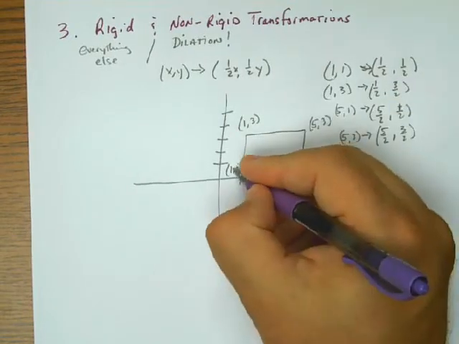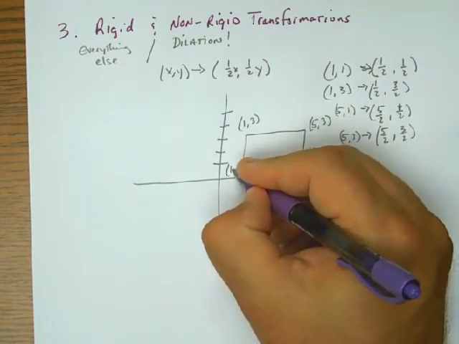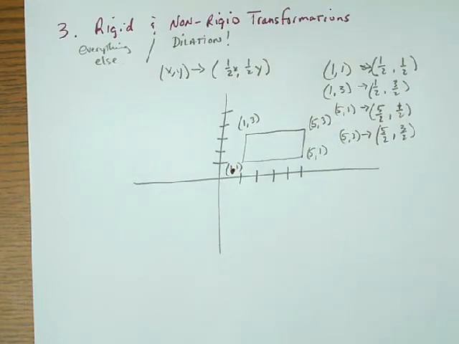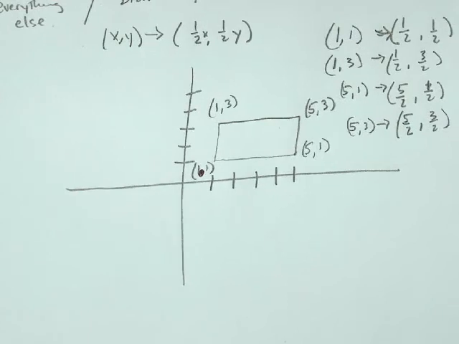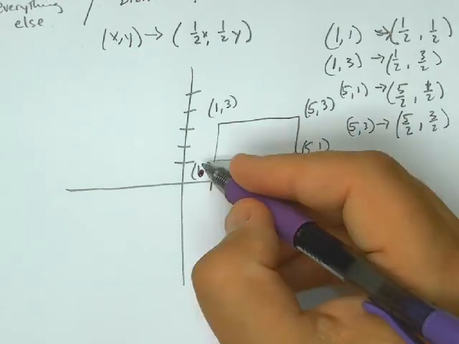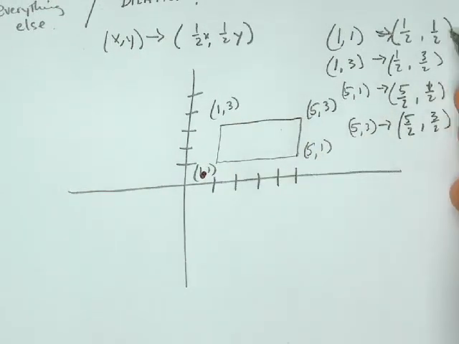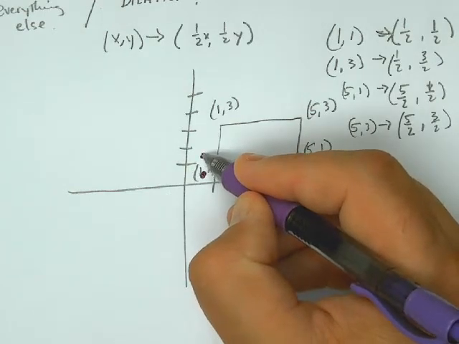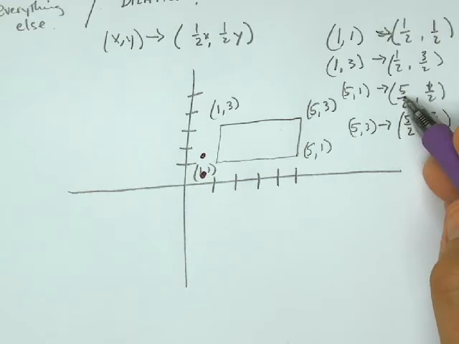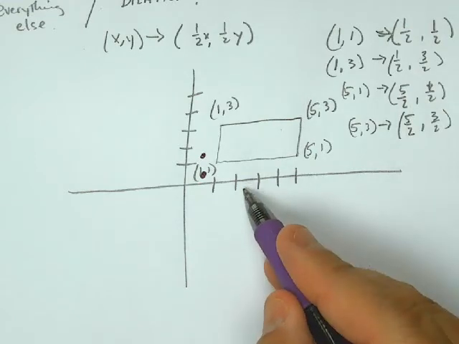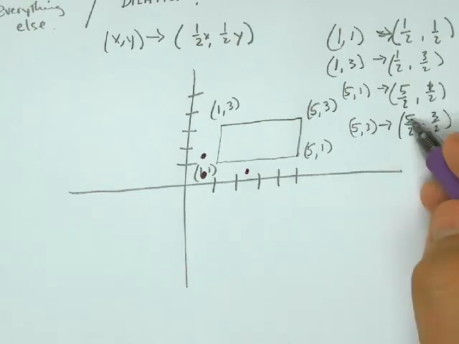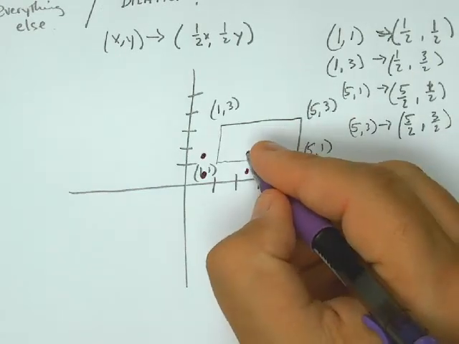1/2, 1/2 would be way down here. Let's say that it's about right there. One half and 3/2, which is 1.5. So we go 1/2 and that would be right there. 5/2 is 2.5, and then 1/2 would be about right there. And then 5/2 and 1.5 would be about right there.